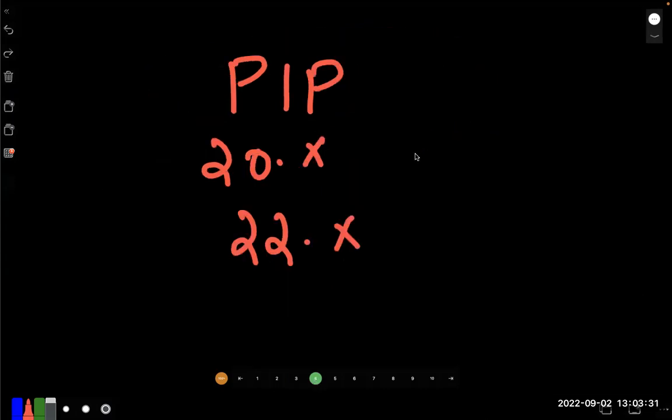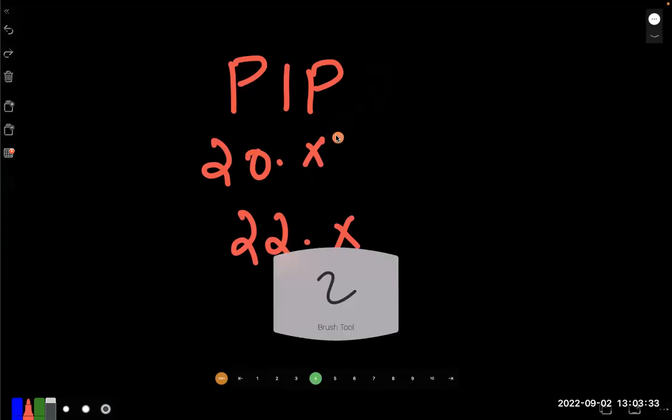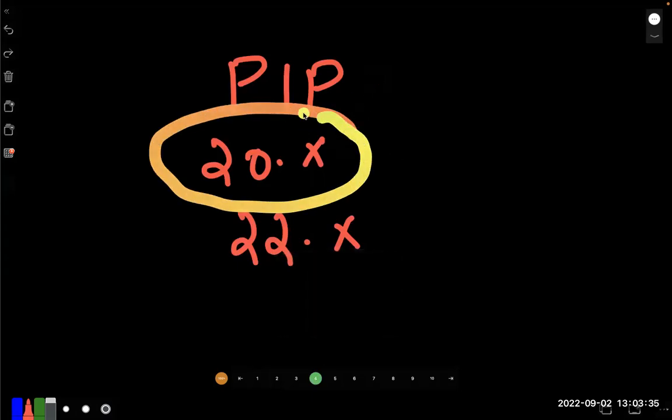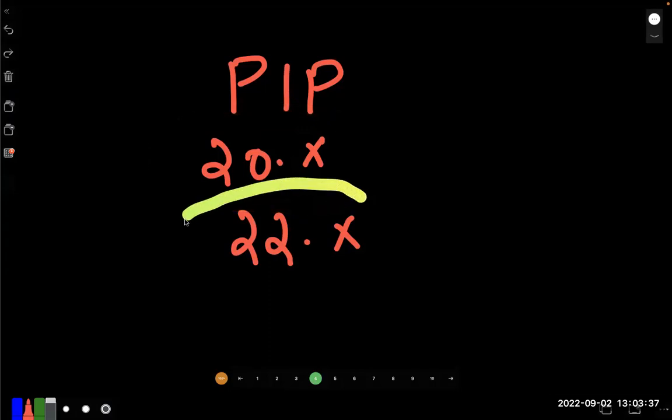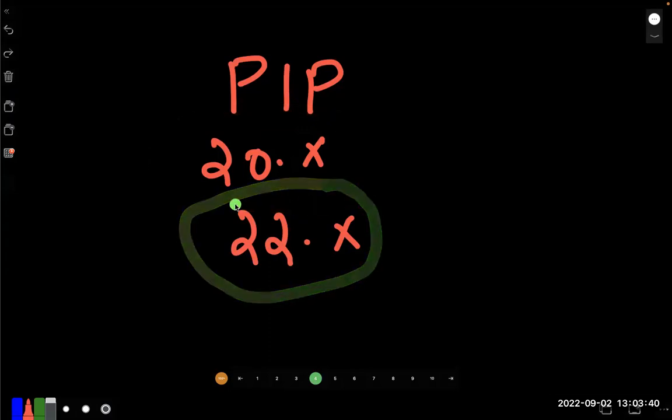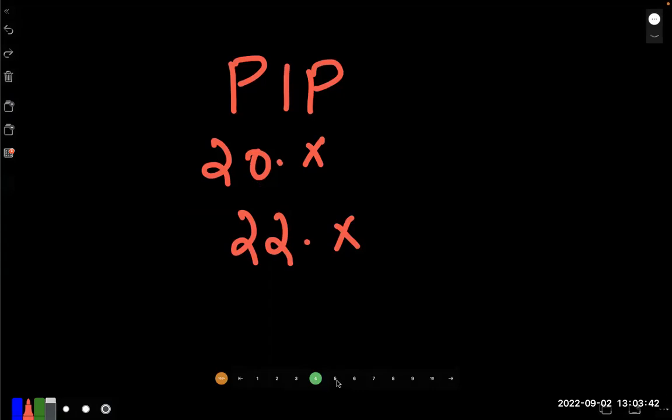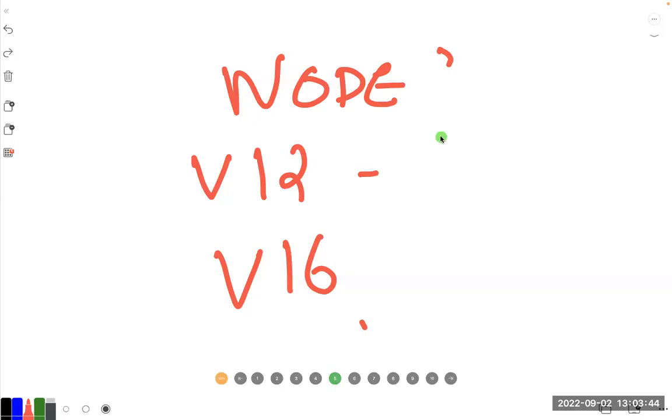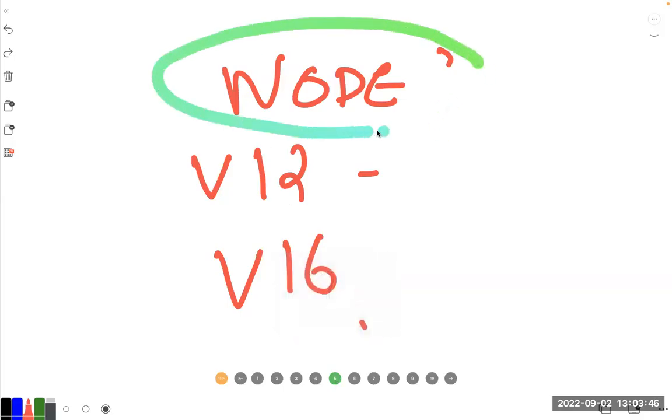The next one will be PIP. It should already be there at 20 or below, so we are going to upgrade it to 22. This is also mandatory. Then this is the most important component, Node.